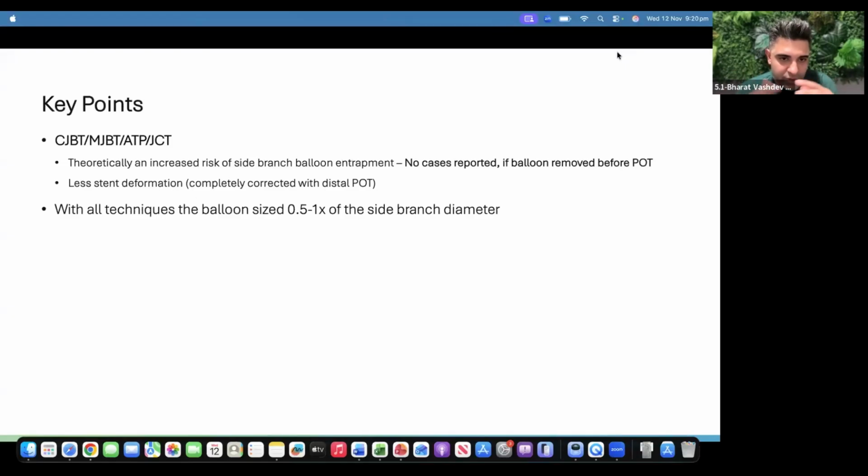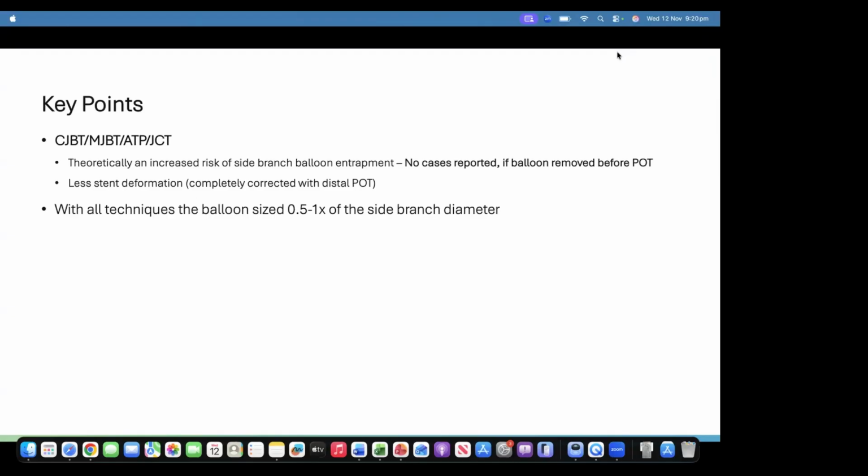And it might sound relatively simple and easy to do, but of course, the basic fundamentals of PCI is keep it safe, first of all, as simple as you can. And then these are slightly more advanced techniques you can employ as you progress throughout your career. In terms of the balloon sizing, it would depend on which technique you employ.